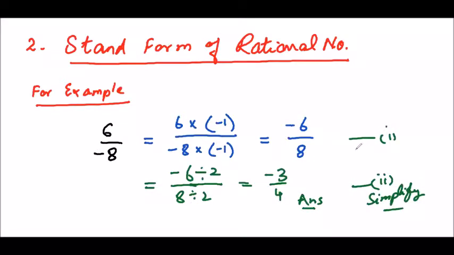Number 1, changing the sign. Now in first step I have changed the sign of denominator, and the method is that multiply numerator as well as denominator with -1. You will get in plus sign. Now the second step is simplify as much as you can. Now we have divided both of these numerator and denominator with 2 and we got -3 over 4. So we have simplified it.